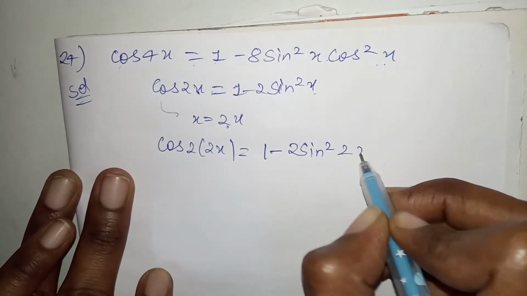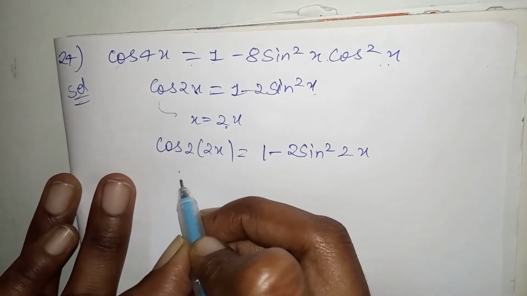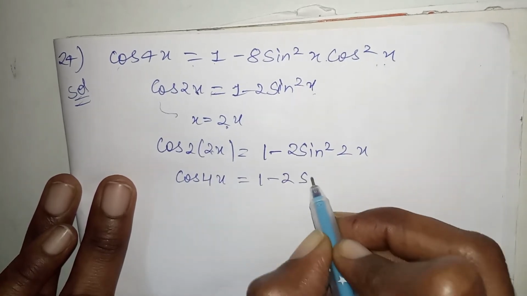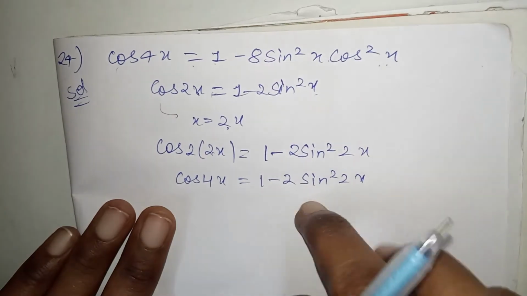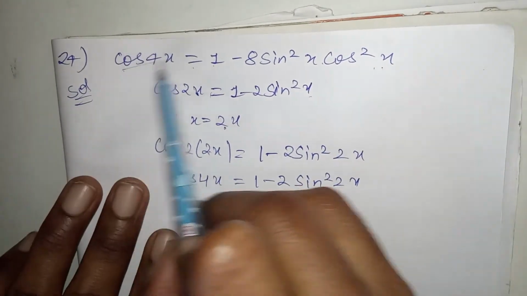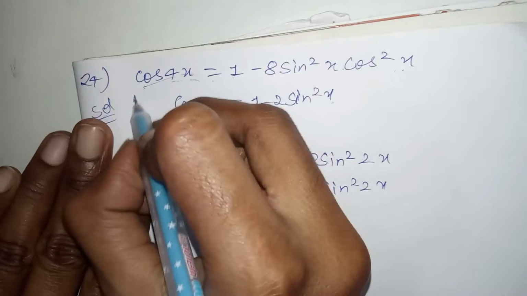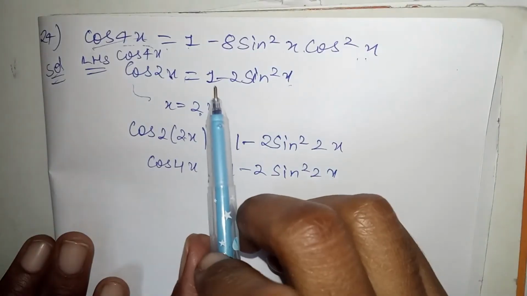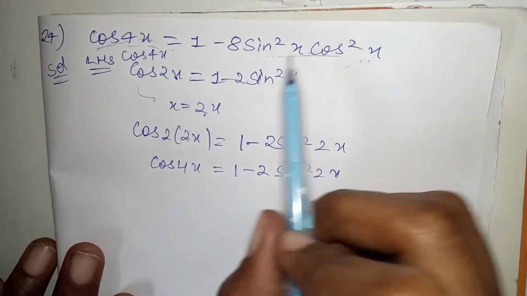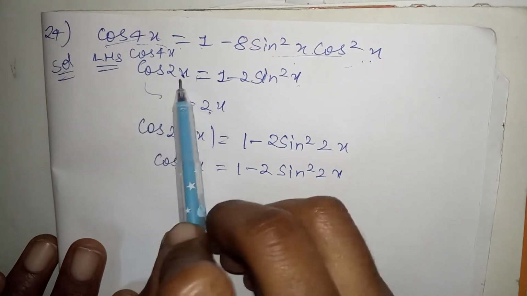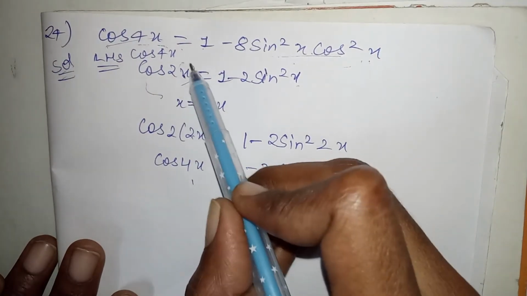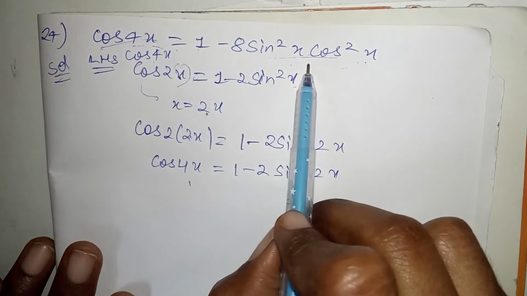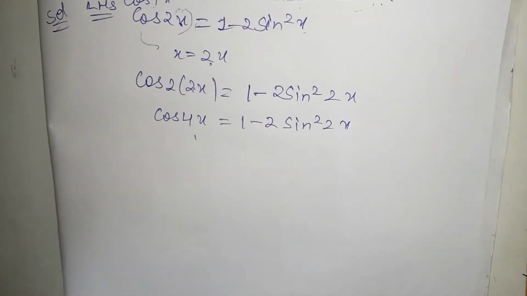X's place is 2x. So what will happen? So 2 2s are 4x. 1 minus 2 sin square 2x. So why I took like this? Because see what they are saying, we have to take the left hand side, that is left hand side cos 4x we have to take, and they are telling to make it as this one. Okay, that's why I'm making like this. If I take this formula, in place of x, if I keep 2x, it will become 4x, right? So automatically we can find the right hand side. So that's why I'm taking like this.